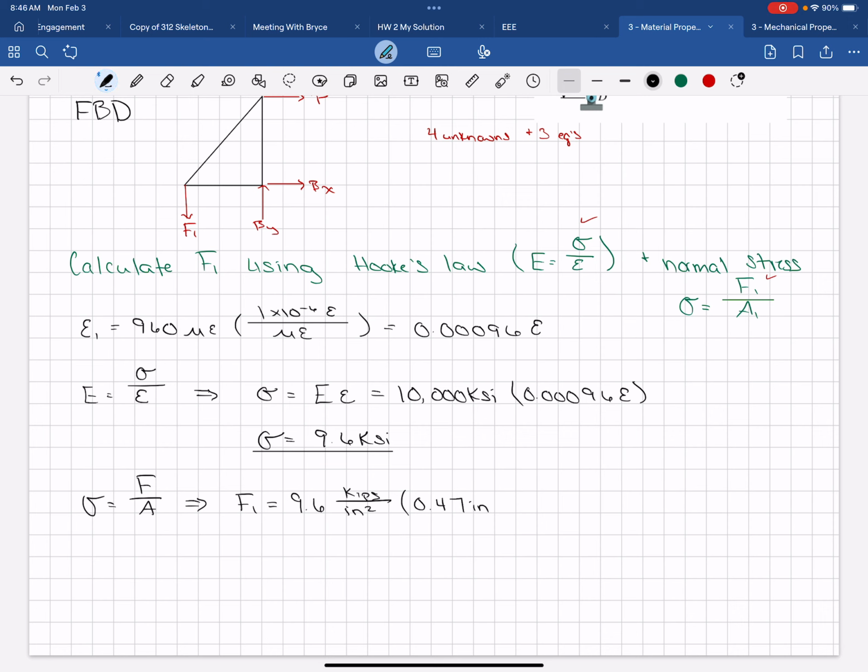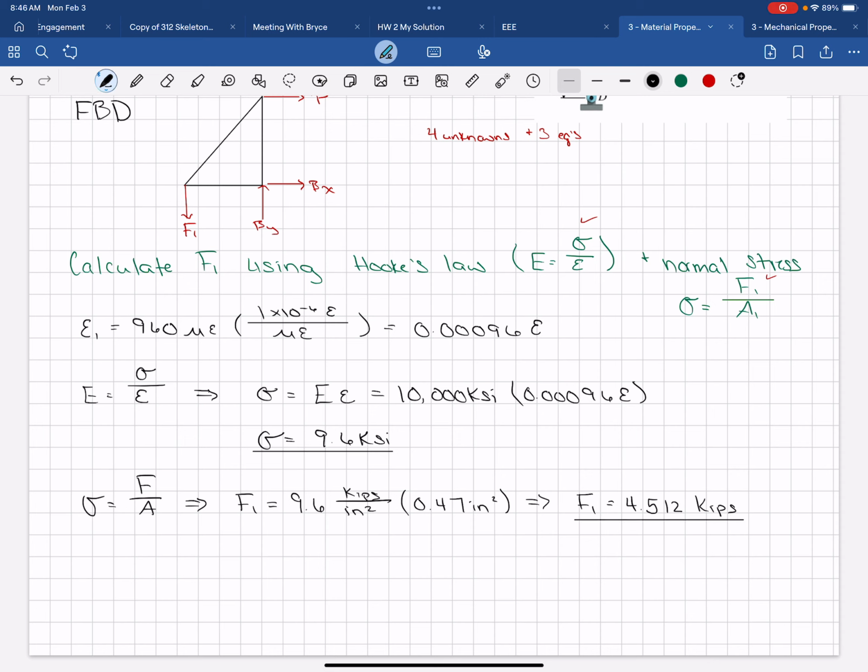0.47 inches squared. So that equals, I get F1 equals 4.512 kips.